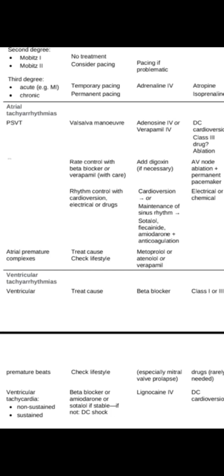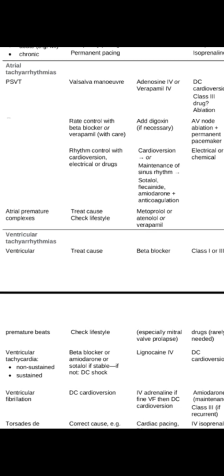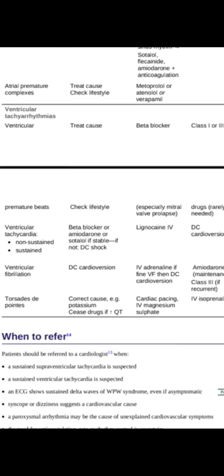Next important is VT, ventricular tachycardia. Either it is non-sustained or sustained. We have to divide it accordingly, and we have to prescribe the patient a beta blocker to control the rate or amiodarone, and drugs for cardioversion if the patient is stable. If the patient is not stable, then go for DC shock. Second line would be IV lignocaine, and third line would be DC cardioversion. Next is ventricular fibrillation. Ventricular fibrillation is really irregular, and we have to give DC cardioversion first, followed by adrenaline and then amiodarone.